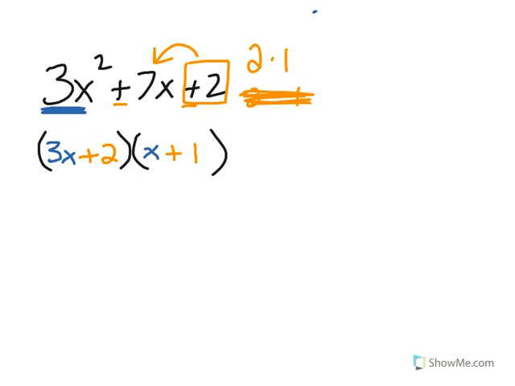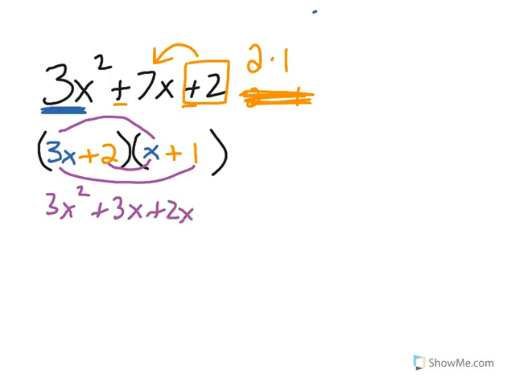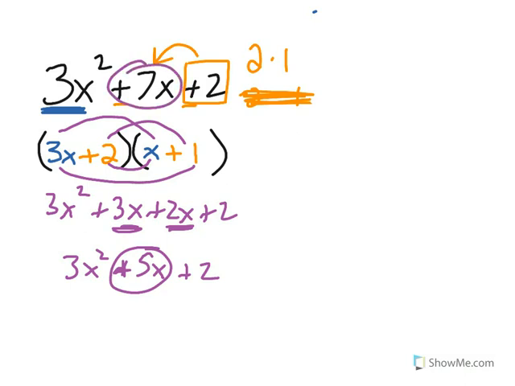We're going to go back and FOIL, and you can do this mentally or you can do it on paper. It helps to do it on paper at first until you get really used to it. 3x times x is 3x squared. 3x times 1 is 3x. 2 times x is 2x. And 2 times 1 is 2. Now when I put these together, 3x and 2x are like terms. They become positive 5x. And when I look up there, positive 5x is not what I was hoping for. So this is obviously incorrect.